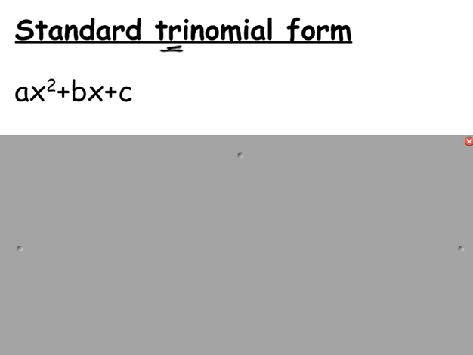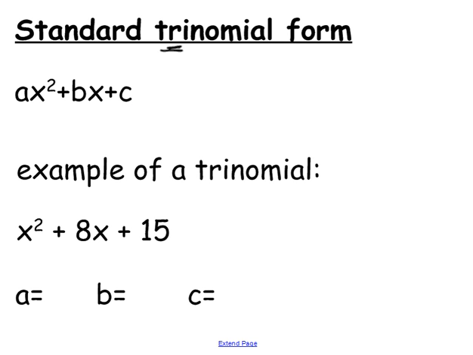And what you're looking at here is the standard form of a trinomial. So usually when you see a trinomial, they'll be in this form, ax squared plus bx plus c. So let's look at an example of a trinomial. X squared plus 8x plus 15.